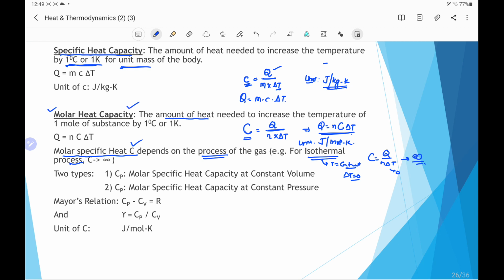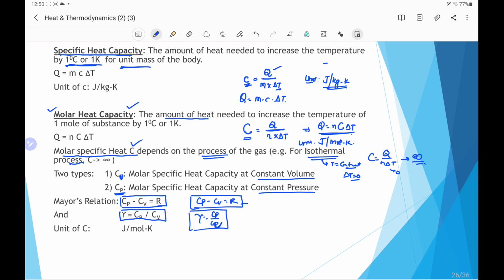Molar heat capacity for a gas are of two types. One is molar specific heat at constant volume, that is represented by capital Cv, and another is at constant pressure, that is represented by Cp. And here the relation between Cp and Cv is given by Mayer's relation, that is Cp minus Cv equal to R, and gamma is the ratio of the molar specific heat, that is Cp by Cv. So we have to remember that Cp minus Cv equal to R and ratio of the specific heat is gamma, that is gamma equal to Cp by Cv.